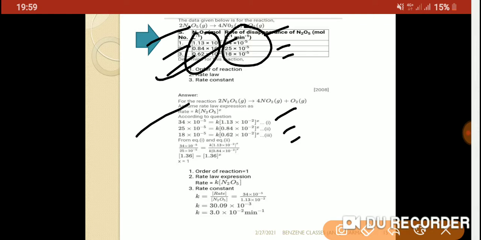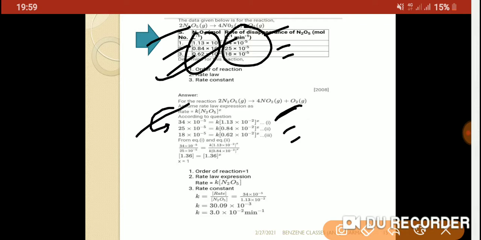So guys, you can check the value of the rate. Put down here 34 into 10 to the power minus 5 equal to k, and the active mass of N2O5 1.13 into 10 to the power minus 2 whole power x, and make equation number 1 here. Again similarly 25 into 10 to the power minus 5 equal to k, active mass of N2O5 0.84 into 10 to the power minus 2 whole power x, equation number 2 according to the table. Similarly in equation number 3, 18 into 10 to the power minus 5 equal to k, 0.62 into 10 to the power minus 2 to the power x.